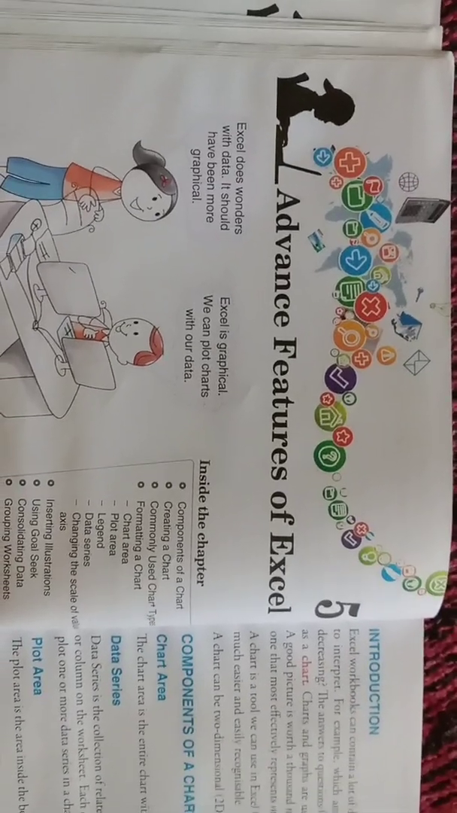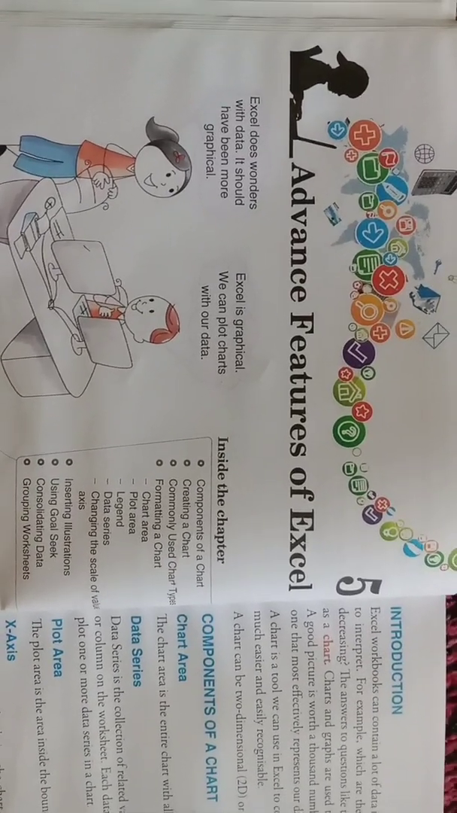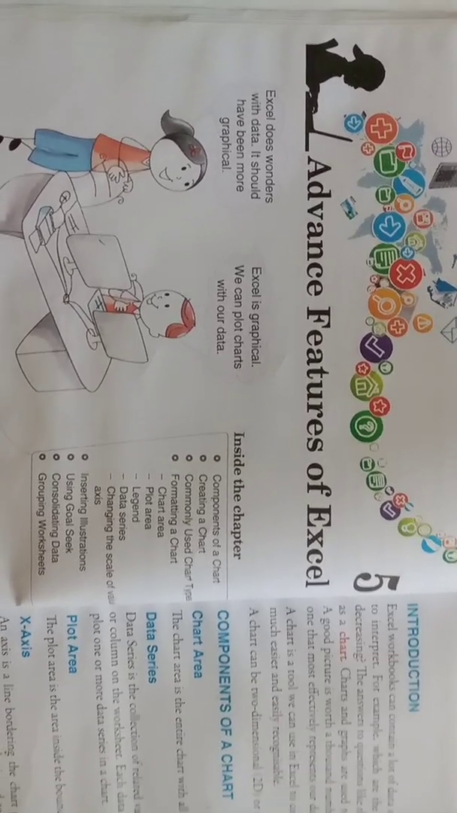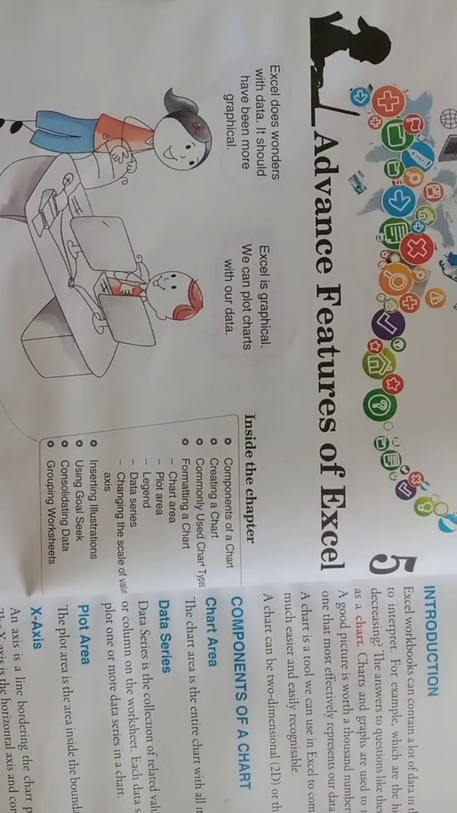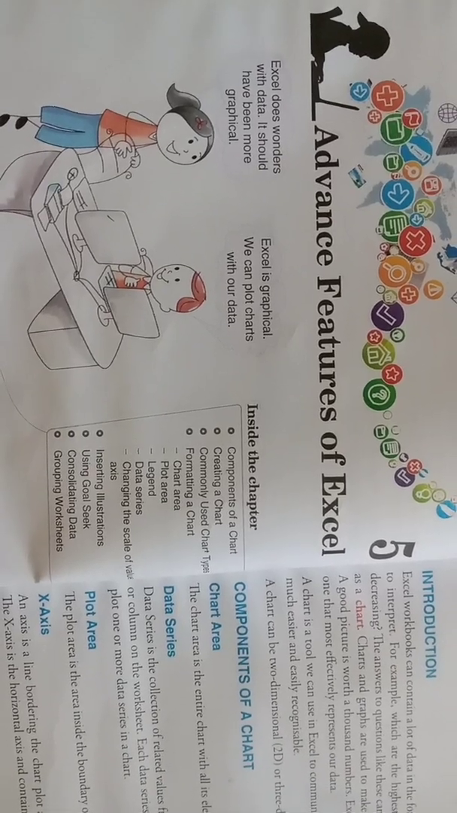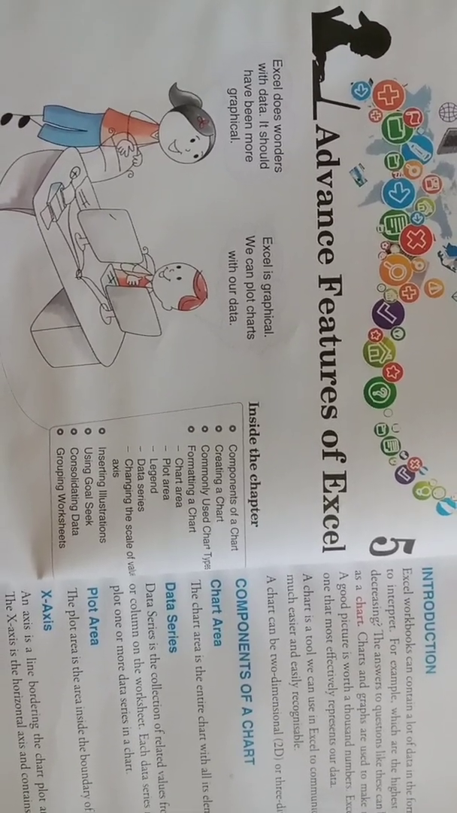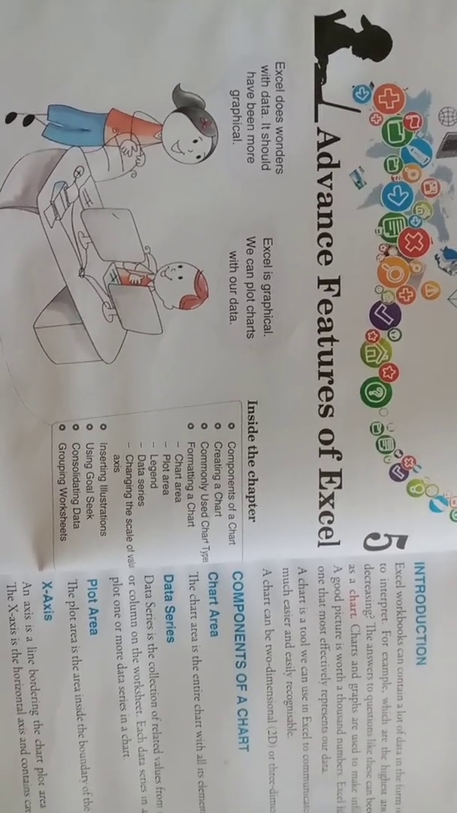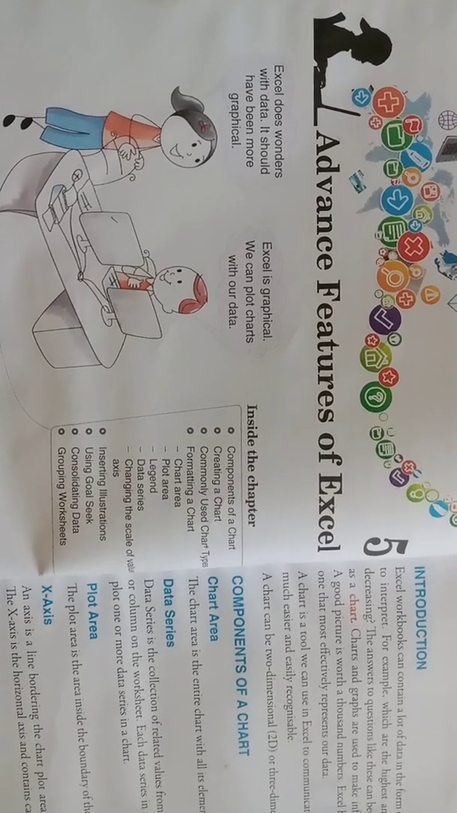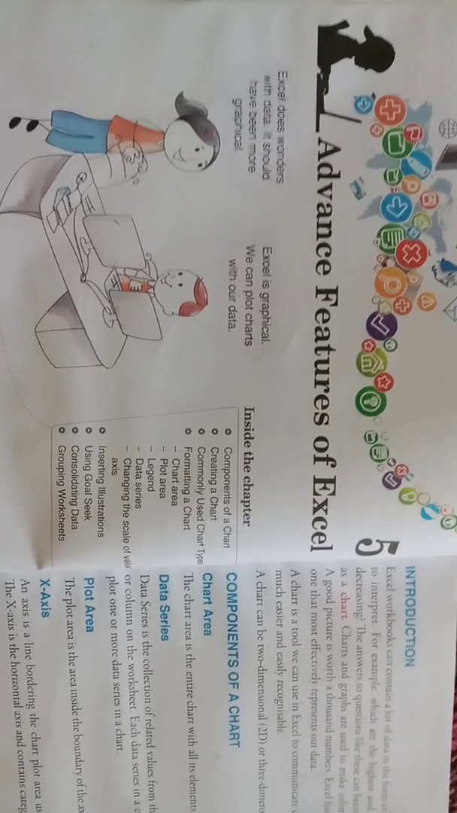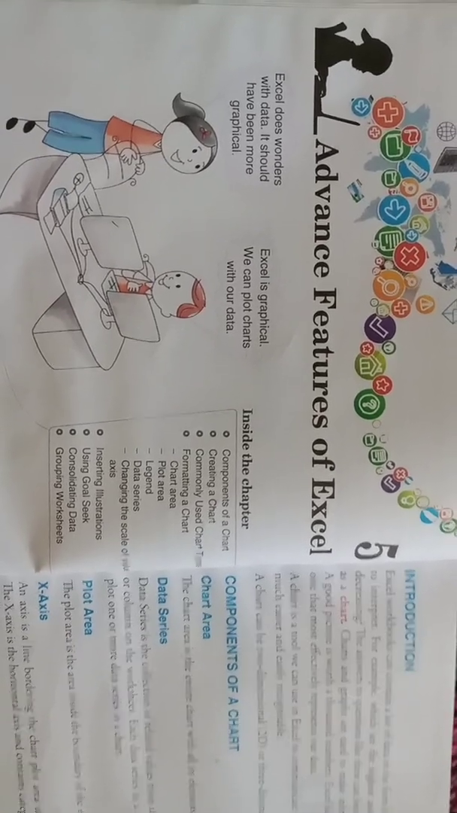I'll give you the explanation of that one again. What is chart area? The area in which the entire chart is placed with all its elements is called the chart area. Data series is the collection of related values from the worksheet, which can be data from one row or column in the worksheet. Each data series in the chart has a unique color or pattern. We can plot one or more data series in a chart. And what is plot area? The plot area is the area inside the boundary of the axis, which includes the data series of the chart.